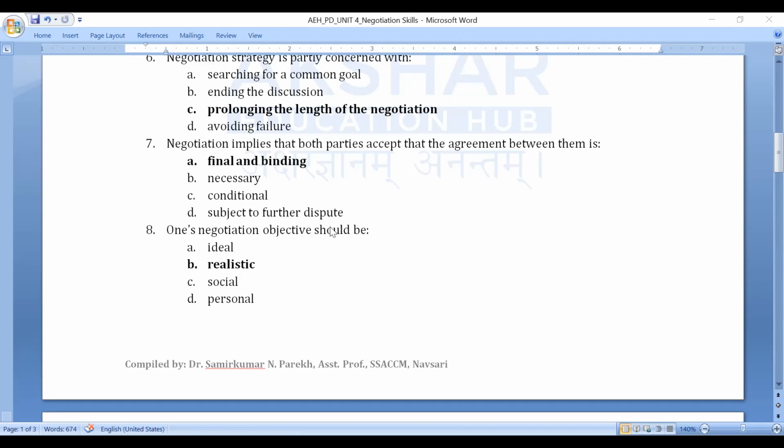For example, I am giving just an example, if you are trying to sell a house and your house is quite small and you are demanding a very high amount, that is not a realistic negotiation. Realistic negotiation is you should ask for the proposal which is realistic, which is feasible, which may be accepted. So your objective should be realistic. Okay.